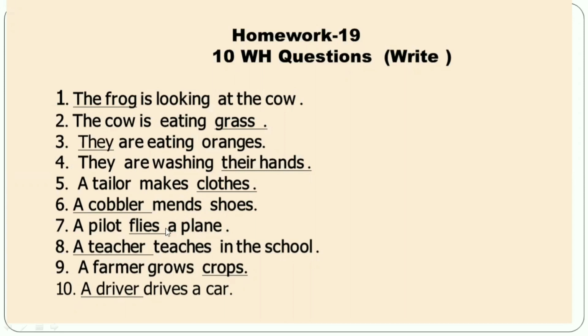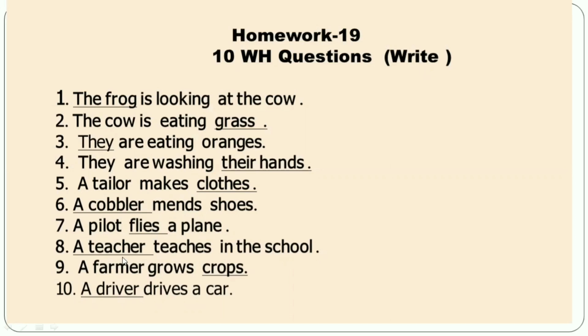A pilot flies a plane. Flies, here the verb is underlined. That's why what will be used. What, then as there is no auxiliary verb, so do, does, did will be used. So as here it is singular, then does will be used. So what does, then subject a pilot. What does a pilot do?